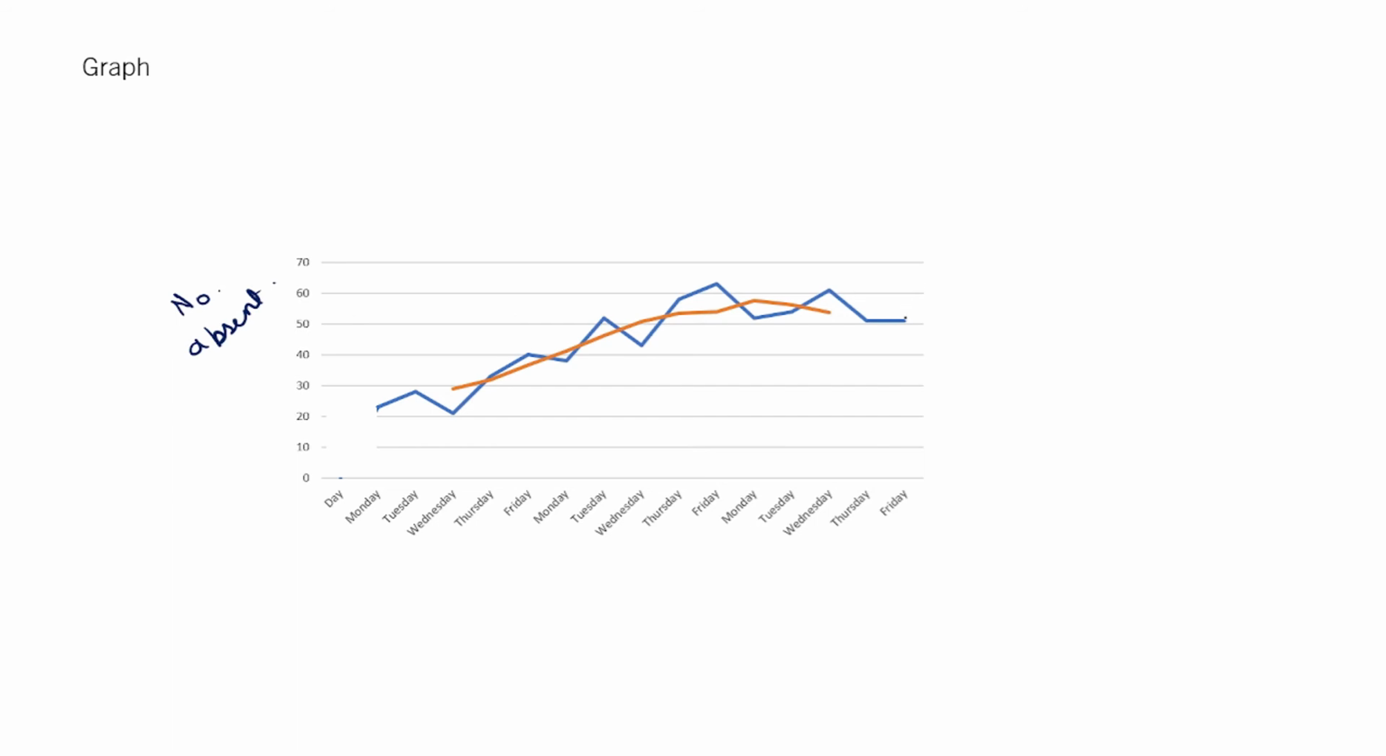The blue line represents the given data and this orange line represents the 5-day moving average. So here we can see that the 5-day moving average is a smooth curve when compared to the plot of the given data. The 5-day moving average shows an increasing trend.